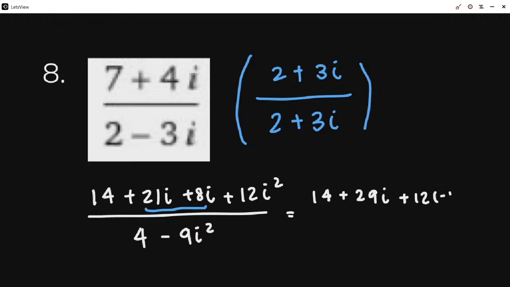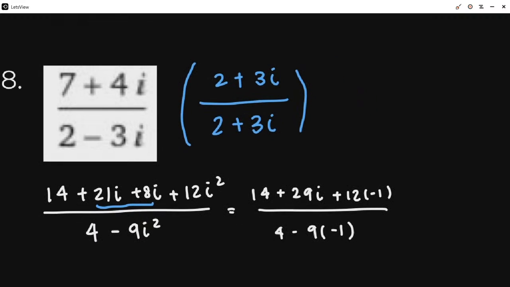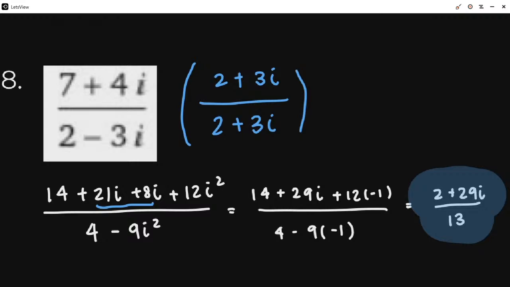plus 12 times negative 1 over 4 minus 9 times negative 1. So then the top will become 14 minus 12, which is 2, plus 29i over 4 plus 9, which is 13. So this would be the final answer.